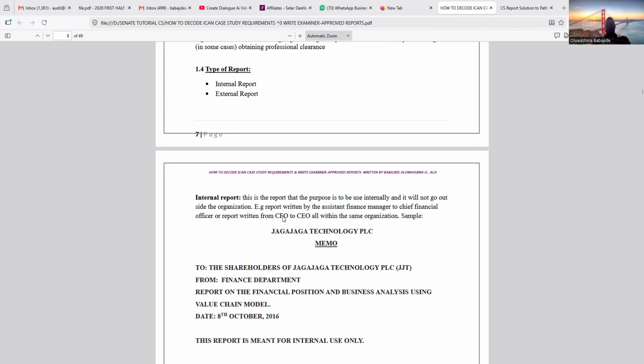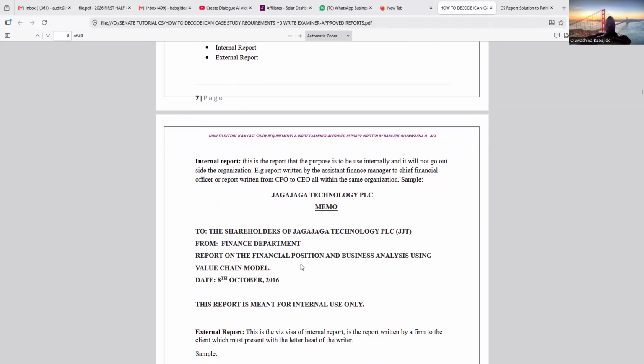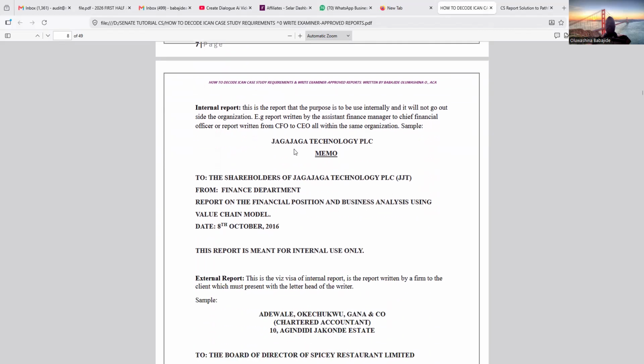This report is written by the assistant finance manager to the chief financial officer, or written by the CFO to the CEO, all within the organization. Now the sample of this one is this. It is usually in the form of a memo.